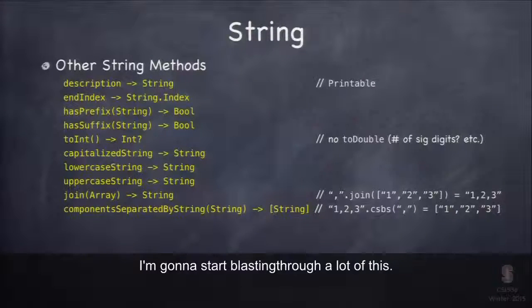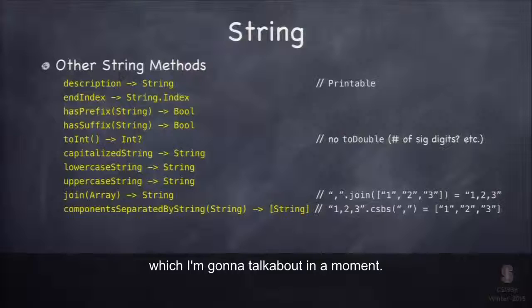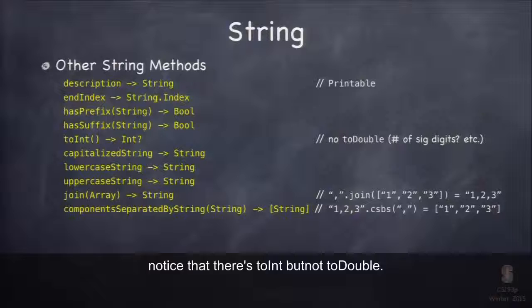Other string methods, I'm going to start blasting through a lot of this. You can look these all up in the documentation. Some of these it actually gets from NSString, which I'm going to talk about in a moment. You can see that you can find the end index. There's that join I talked about before. Notice that there's toInt, but not toDouble.